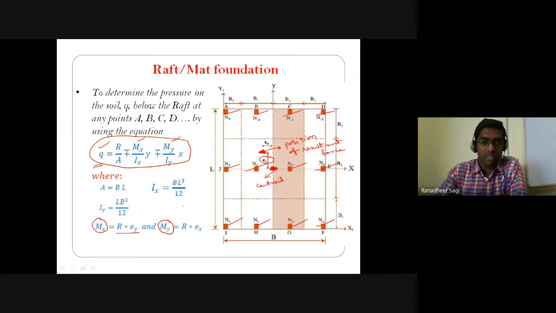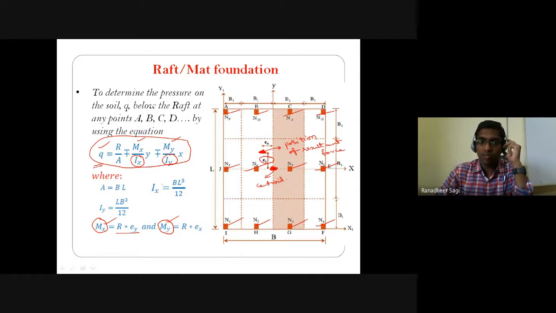So that's how you get the moment about x-axis and moment about y-axis, depending on the eccentricity of that resultant force, that is, where it is acting with respect to the centroid of that raft foundation. So you will know the eccentricity in the x direction for that resultant load and the eccentricity in the y direction. And in this expression, Ix and Iy indicate the moment of inertia about x-axis for that cross section of the raft foundation and the moment of inertia about y-axis.